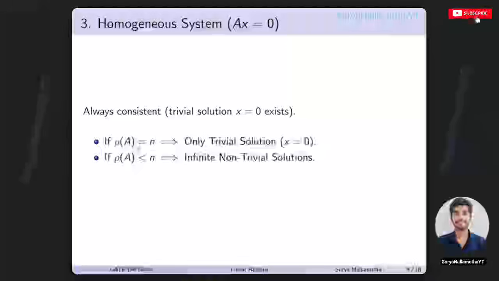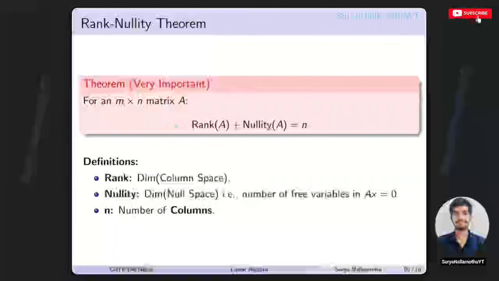So for the unique solution, rank of A is equal to n, det of A not equal to 0. This condition is followed. For infinite non-trivial solutions, rank of A less than n, and another point is det of A is equal to 0. Rank of A is equal to n means only trivial solution. Rank of A less than n means infinite non-trivial solutions. You need to remember this point very well for the homogeneous system. So here is a very important theorem, the rank nullity theorem: rank of A plus nullity of A is equal to n. It is used for some specific problems.